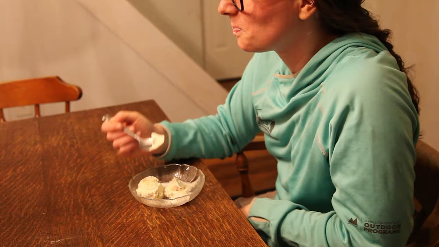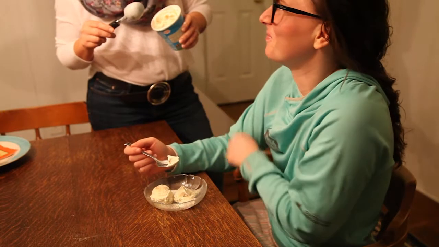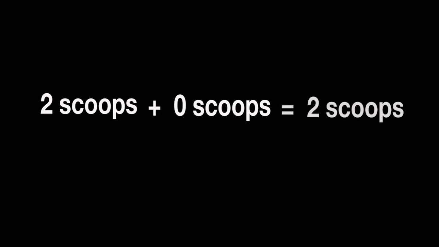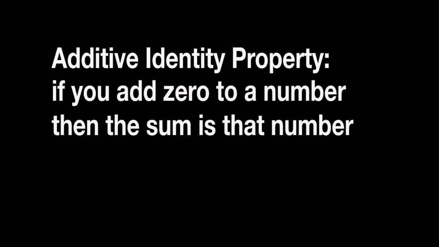That's right. Of course, she still has just 2 scoops. This is because 0 scoops were added. In math, the additive identity property works in a similar way. The additive identity property states that if you add 0 to a number, then the sum is that number. So, if we have 78 and add 0 to it, we get a sum of 78.